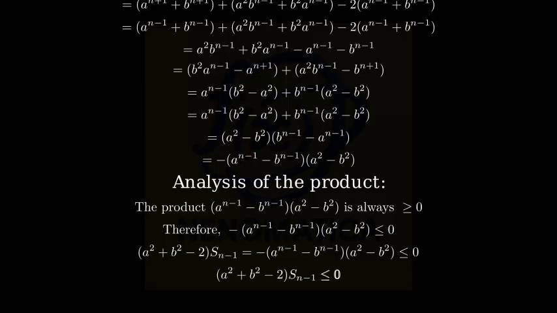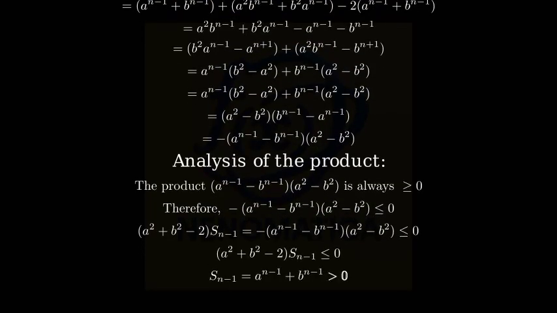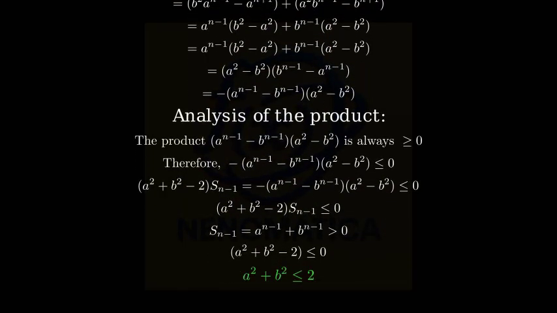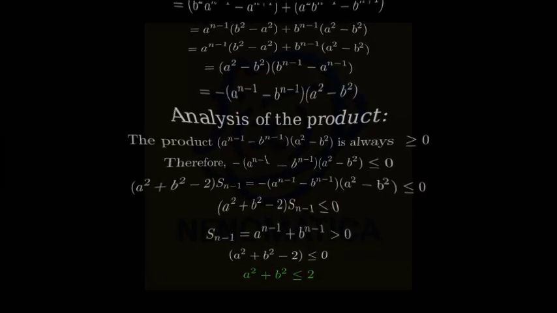Rearranging, we get a squared plus b squared minus 2 times s subscript n minus 1 is less than or equal to 0. Since s subscript n minus 1 is a sum of positive terms, it's always positive. Therefore, a squared plus b squared minus 2 is less than or equal to 0, which gives us a squared plus b squared is less than or equal to 2.